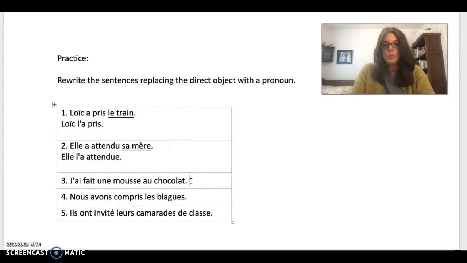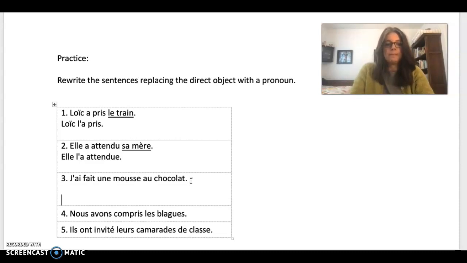J'ai fait une mousse au chocolat. I made a chocolate mousse. Okay. Chocolate mousse is our direct object. It's feminine. So we would say je l'ai fait, but we're going to add an E on the end because it's une mousse. And so the pronunciation for this would be je l'ai faite.